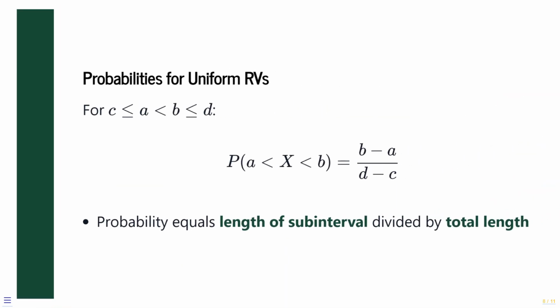One of the nicest features of the uniform distribution is how easy it is to compute probabilities. For any subinterval between a and b, the probability is simply the length of that subinterval divided by the total interval length. In formula form, the probability that x is between a and b is equal to (b minus a) divided by (d minus c). This works because probability is spread evenly across the interval.